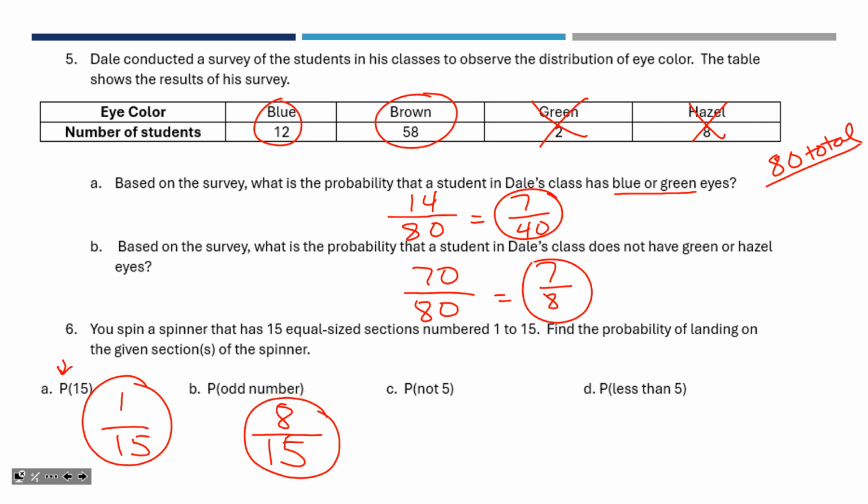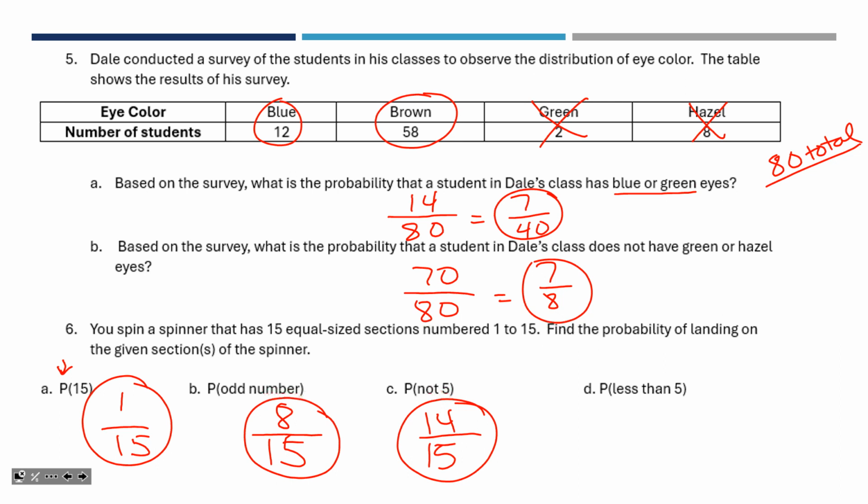Okay, how about the probability that the spinner does not land on 5? So again, there's 15 total sections. How many of them are not 5? Well, there's 1 5, right? So all the rest of them are not 5s. So there's 14 out of 15 sections that are not 5. So the probability is 14 out of 15.